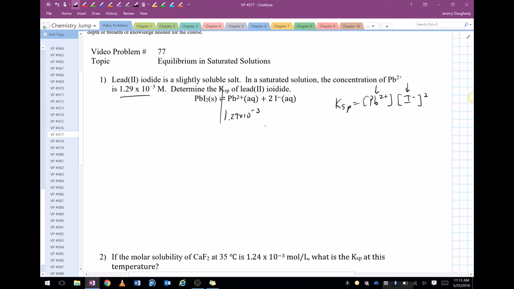I know the iodide as well, because these two are in a stoichiometric ratio. So I'm going to do times 2 to get the concentration of iodide, which is going to be 2.58 times 10 to the negative third. So if I know the lead, I know the iodide. If I know the iodide, I know the lead. So I can just plug those values in and crank out a KSP. Don't forget to bring down your 2 here, alright?